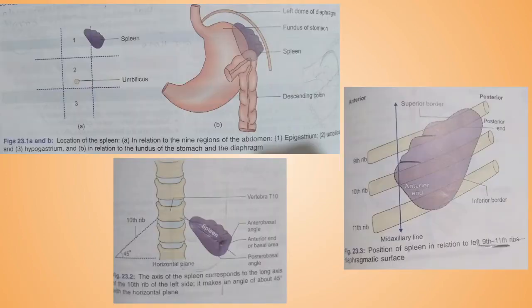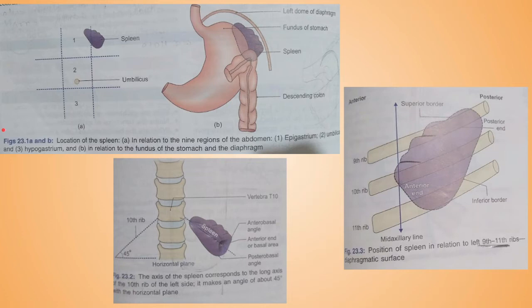Now first of all, the spleen is basically a wedge-shaped organ lying mainly in the left hypochondrium and partly in the epigastrium. It is wedged in between the fundus of the stomach and the diaphragm. The spleen is tetrahedral in shape. The spleen is actually soft, highly vascular and dark purple in color. The size and weight of the spleen are markedly variable.